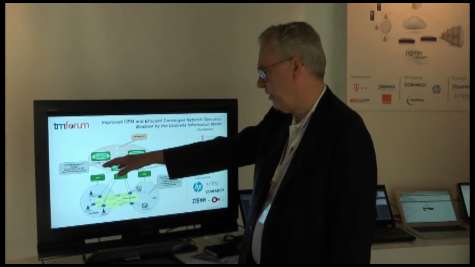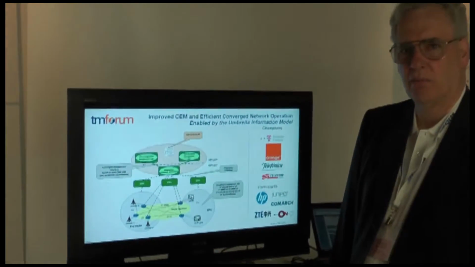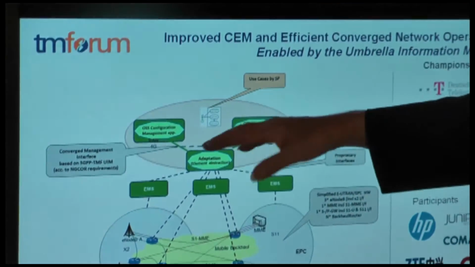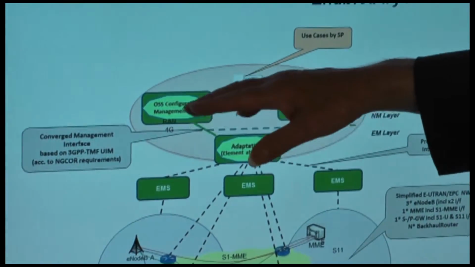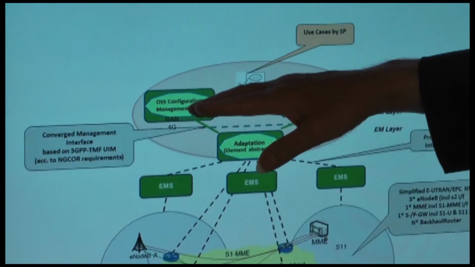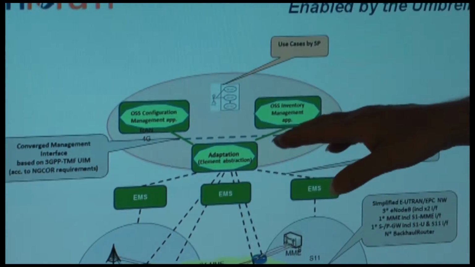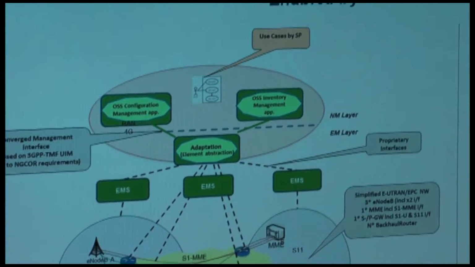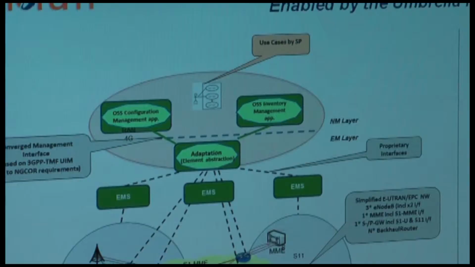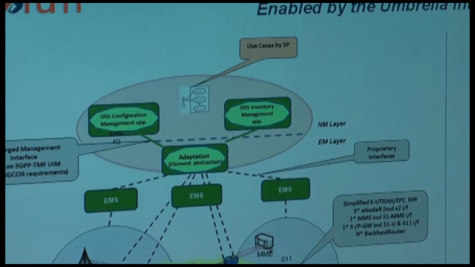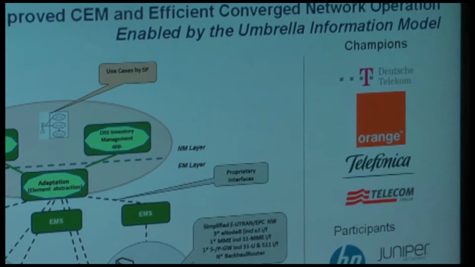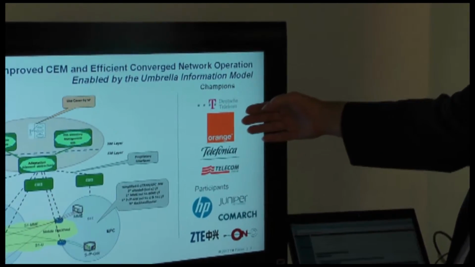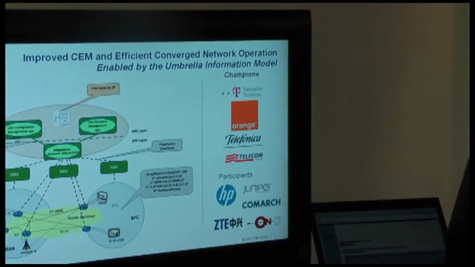Orchestral Networks has created an open API based on this model, based on 3GPP standards, and provides that interface to Comarch, which is providing configuration management, and to HP, which is providing inventory management. The use case for this project comes from the champions, Deutsche Telekom, Orange, France Telecom, Telefonica, and Telecom Italia.